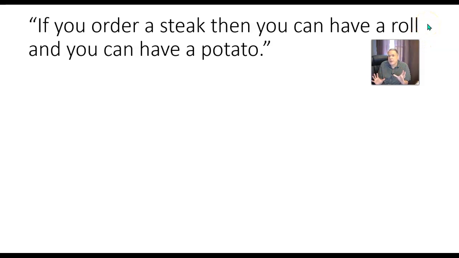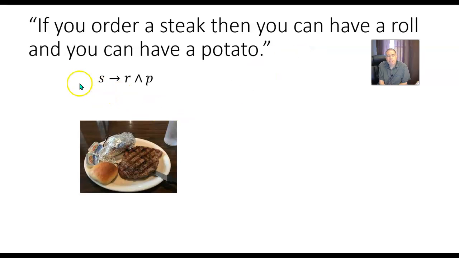Now, another thing to watch out for with conditional statements is sometimes the wording can be a little bit ambiguous, and you need to clarify exactly what you mean. Suppose I say, if you order a steak, then you can have a roll and you can have a potato. Now, what I probably mean, the most natural way of interpreting that, is that it is a conditional statement with the if part being if you order a steak, and the then part being you can have a roll and you can have a potato. In other words, the consequent is that conjunction. So if one thing is true, then another thing is true. If you order a steak, then you can have a roll and you can have a potato.